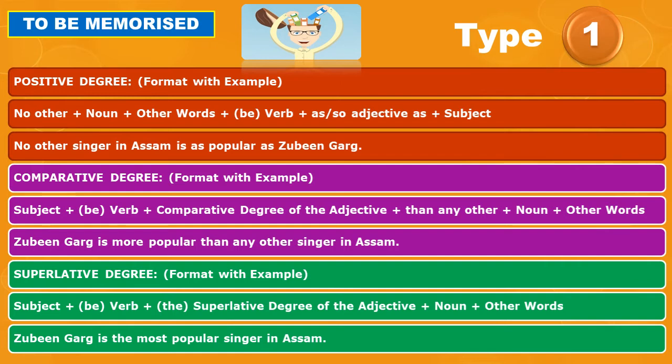So this is format number 1 or type 1, you may say. You have to memorize the format of positive degree, comparative degree, and superlative degree. And then if you are given any random sentence, it could be in positive degree or comparative degree or superlative degree, and you are asked to convert it to any other degree, you can do it easily with the help of this format. So you have to memorize this format at any cost.